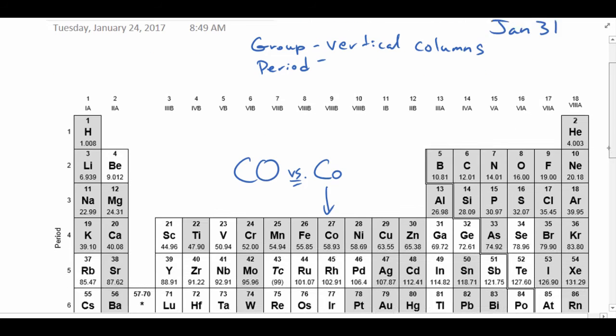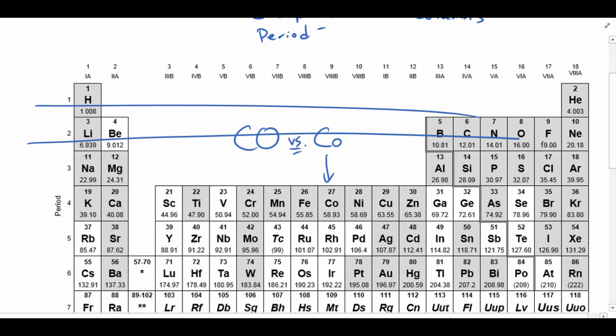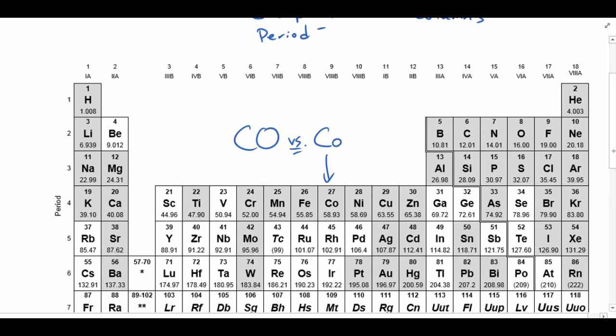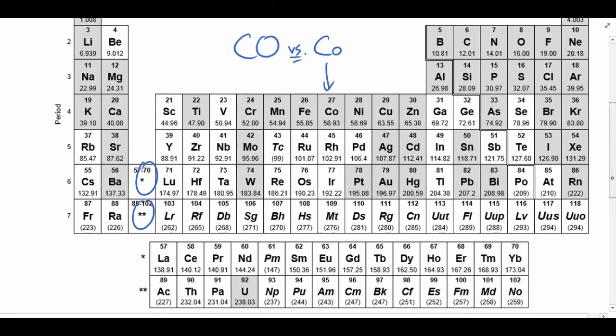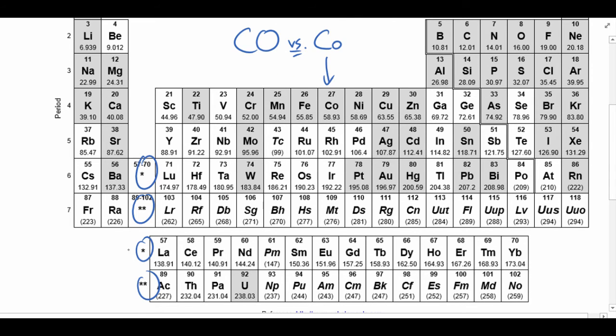Then the periods, these here are the horizontal rows. So again, the periods, these are the horizontal rows. And you'll see that the periods here are numbered from 1 through 7. Now, these asterisks and double asterisks we show here mean that these here with a single asterisk belong to which period? Number 6, and these here belong to period number 7. So again, you look at the asterisk there, they indicate that they're kind of footnoted.